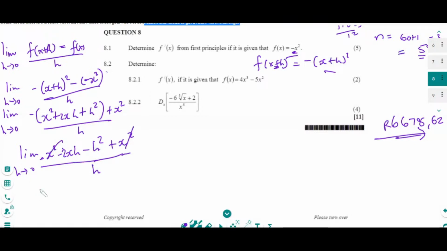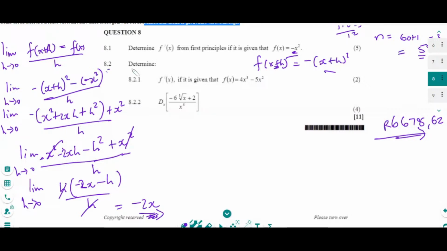My next step is where I do my factorization. I'll take out the h, and then I'll be left with negative 2x minus h over h. So I cancel that and that. My next step is just to substitute h with 0 because h is tending to 0, and then I'll be left with negative 2x. So those are the steps that you have to go through. Remember, this limit as h tends to 0 must be maintained. It's only the last step where you have to leave it out. Okay, that is first principles.